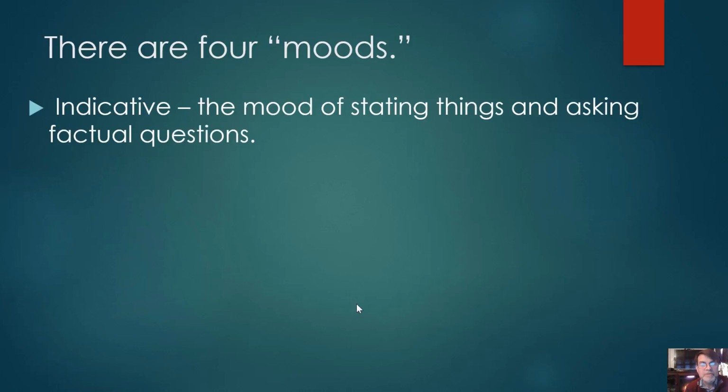The indicative is the default mood. It's the mood of stating things and asking factual questions. Ken hit the ball. I'm indicating something. It's indicative. Now, of course, maybe he didn't. Maybe it's a lie. So just because it's indicating doesn't mean it's true. But it's the mood of saying, a factual mood. I can ask factual questions. Did you have lasagna for supper? Yes. So that's a factual question, an indicative question.